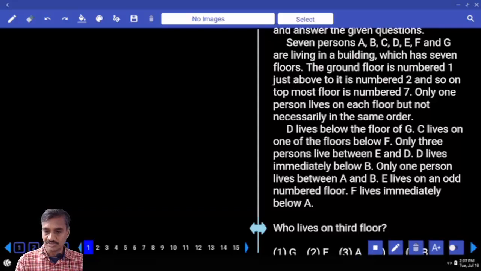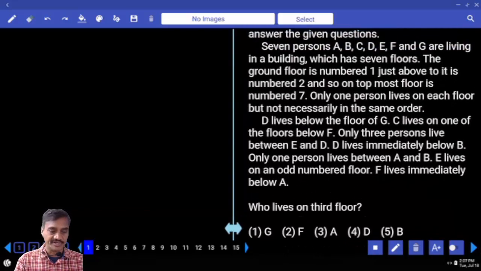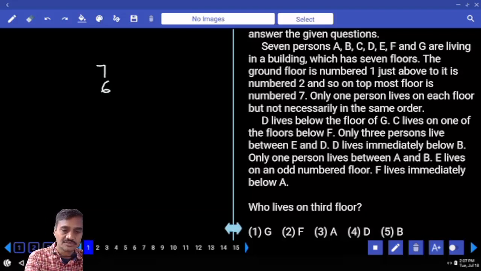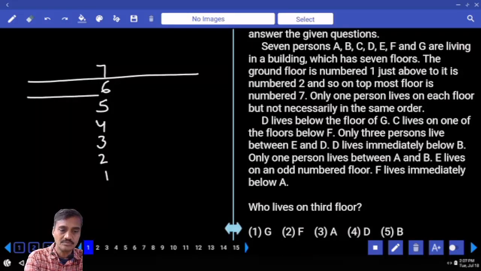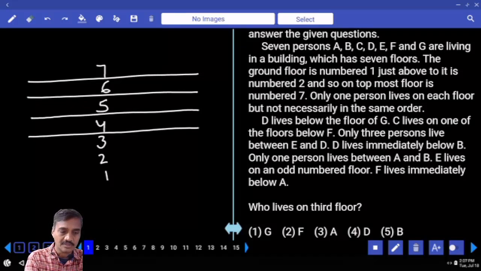Now in this question, numbers 1 to 5, it is based on floor arrangement. How many floors are there? 7 persons are staying on these 7 different floors: 7, 6, 5, 4, 3, 2 and 1. There is no other parameter added to this one, hence it comes under the first priority itself.